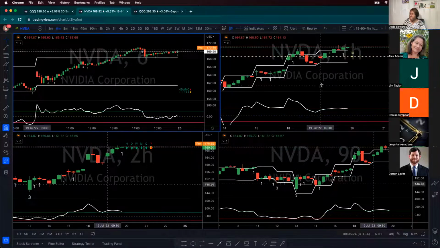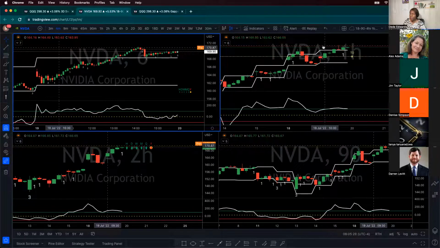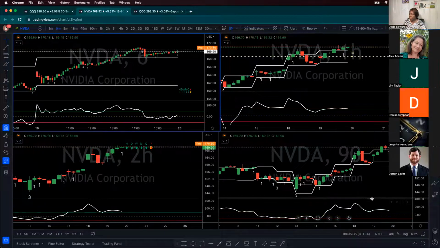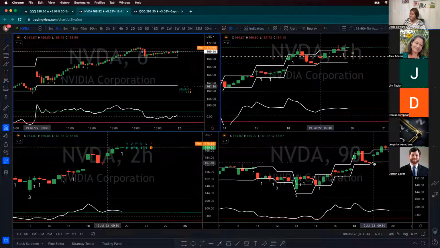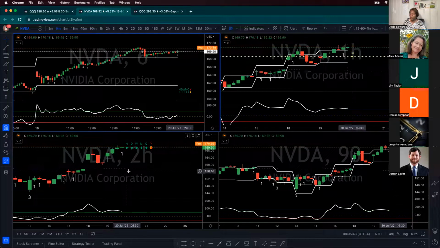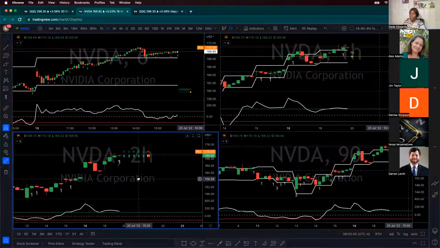CCI is favoring the momentum, favoring the upside. So I'm not looking to short here, guys. It's actually crossed above 100 on the 90-minute, right? And it was already above 100 on the 2 hour, on this gapper here.